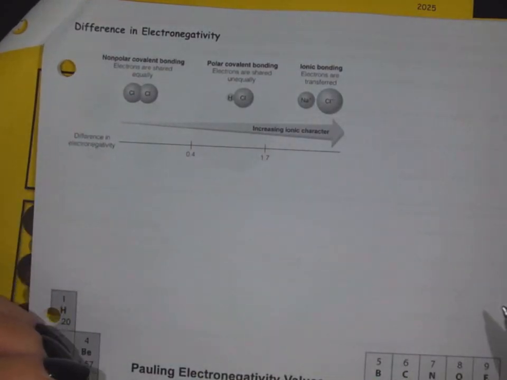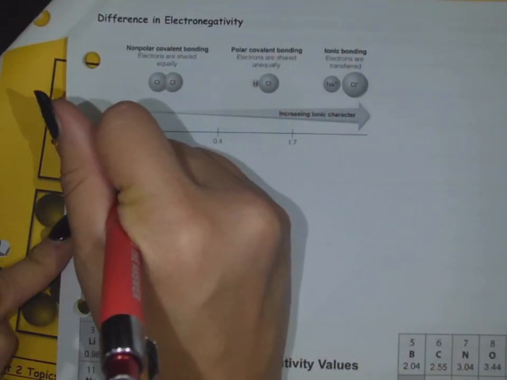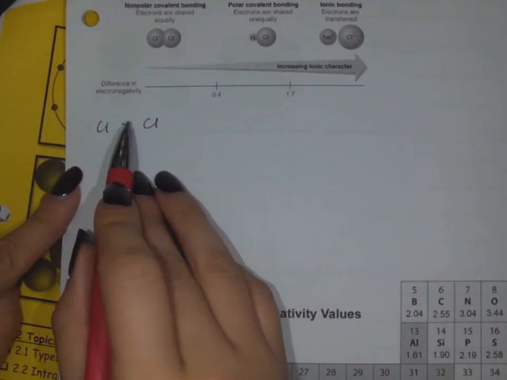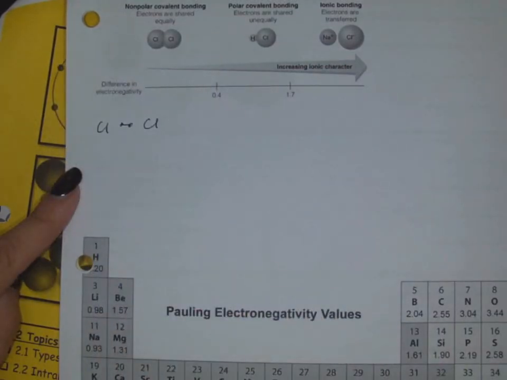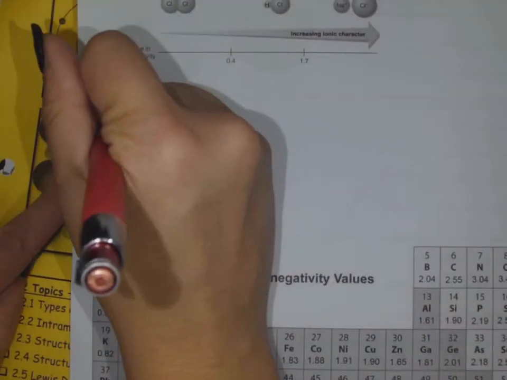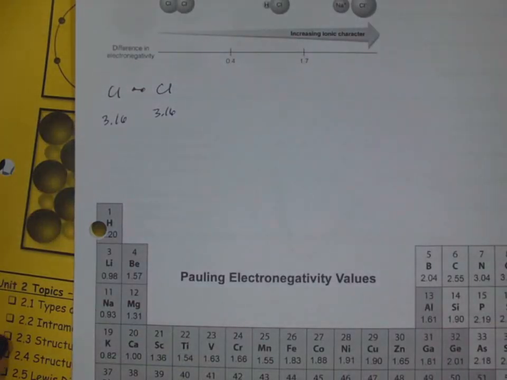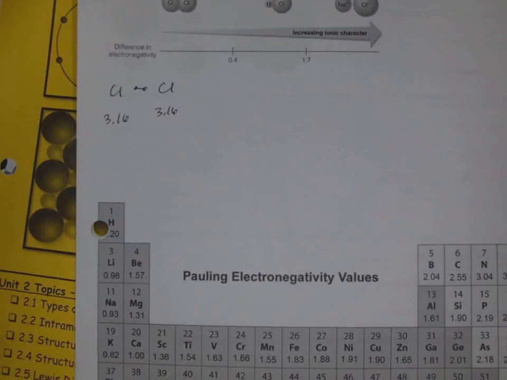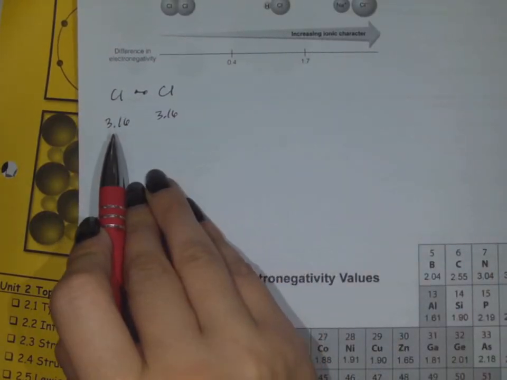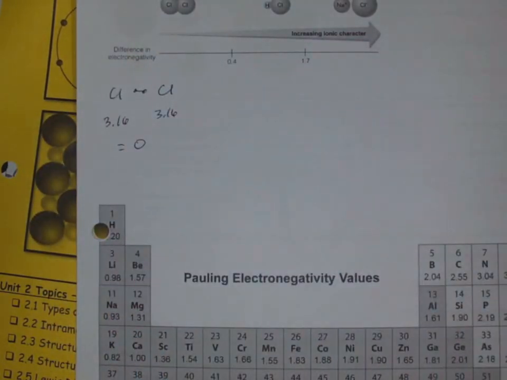Like if I have a bond between two atoms, like the example given here, a chlorine atom bonded to another chlorine atom. And here are those electrons that they're going to battle over. Well, chlorine has a strength, or electronegativity, of 3.16. And guess what? This other chlorine has the exact same strength. So if we subtract the electronegativity of one atom from the other, the difference here would be 0.